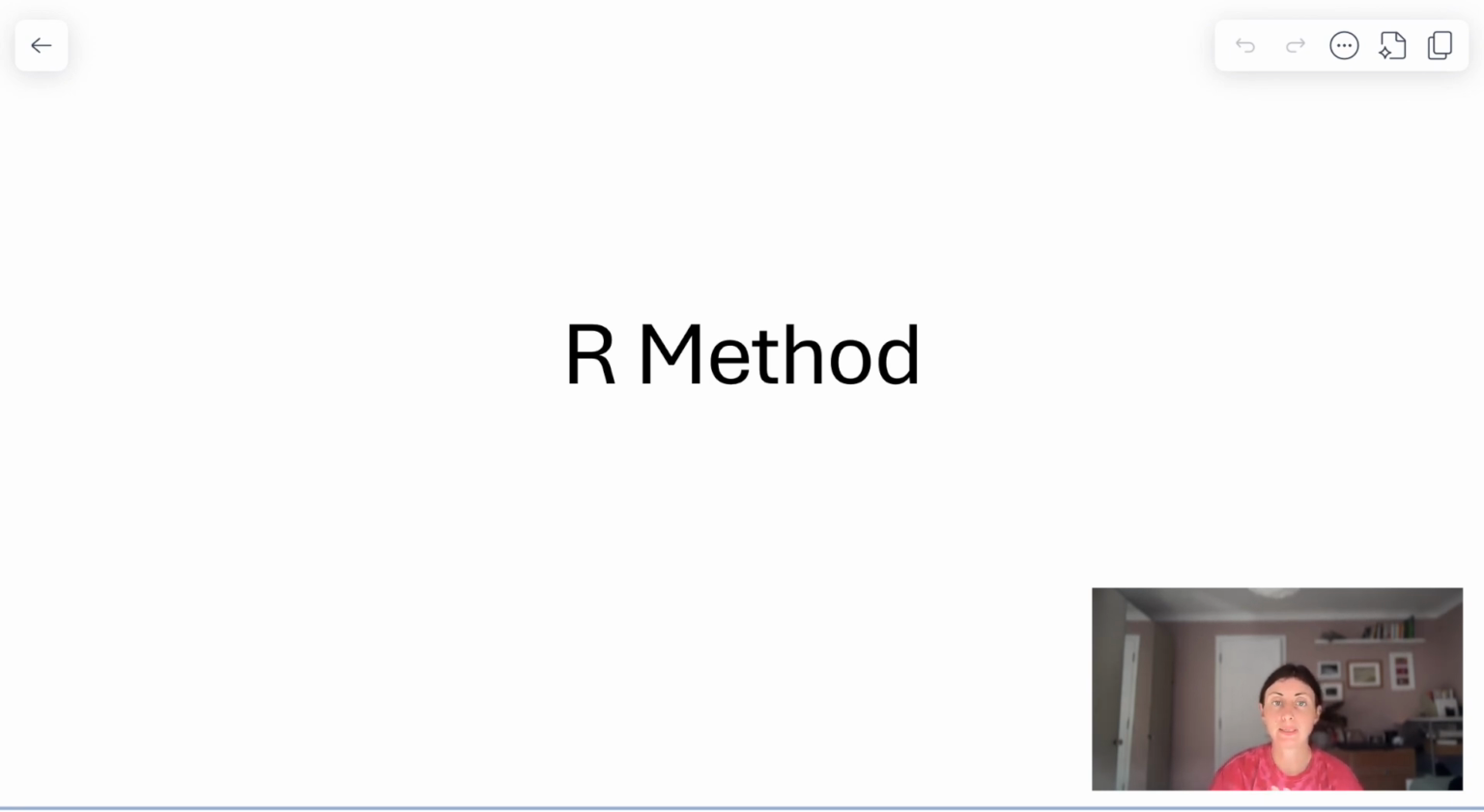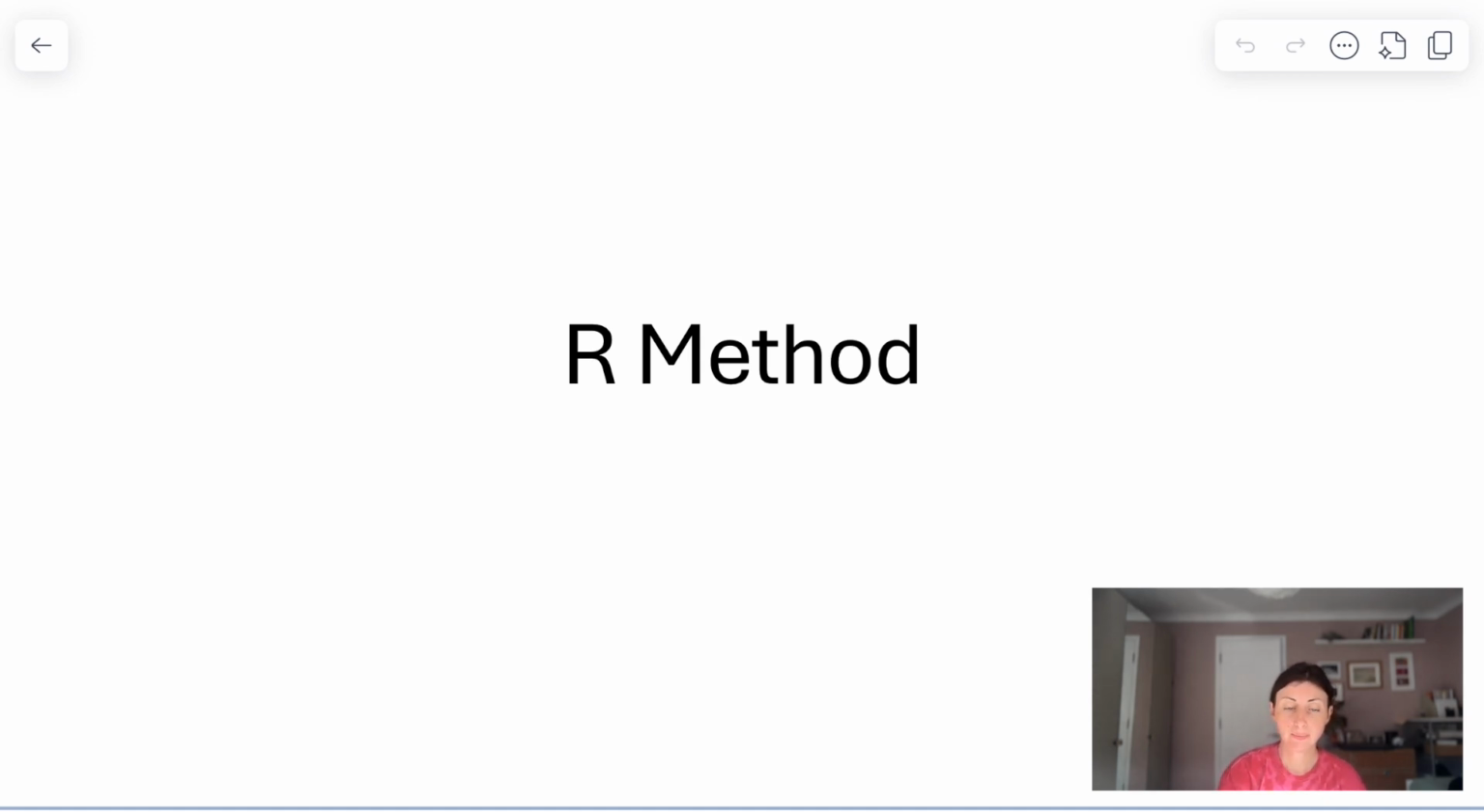In the Edexcel textbook, this is known as chapter 7.5, simplifying a cos x plus or minus b sin x. I'm not a huge fan of that as a title, so I like to call it the R method, because most of the time these questions involve finding the letter R, not always though.